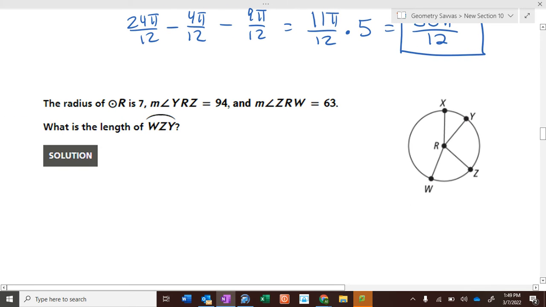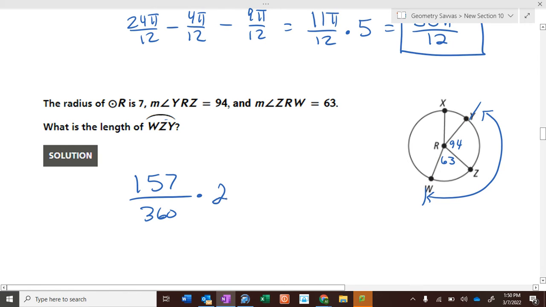If this radius is 7 and YRZ is 94, ZRW is 63, what is WZY? Well, that's this one right here, from here to here. So what do you do with the 63 and 94? Add them up. So it's 157 over how many degrees are in a circle? 360 times 2 pi r.